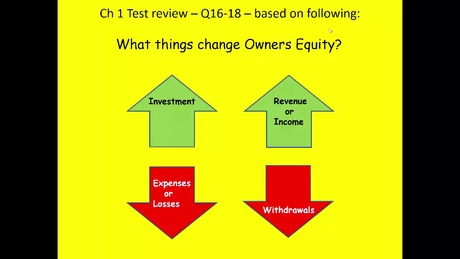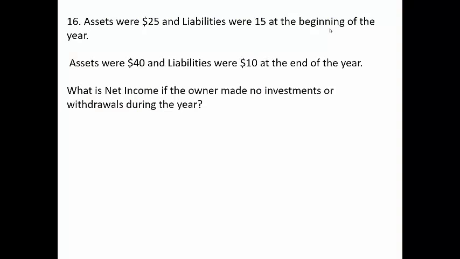So let's look at these things we've got here for 16 through 18. If assets were $25 and liabilities were $15 at the beginning of the year, so let's do that. Assets are $25 and liabilities are $15. Then you can automatically compute owner's equity, which that little C stands for, compute, which means owner's equity would be the difference, which is 10. And that's at the beginning of the year.